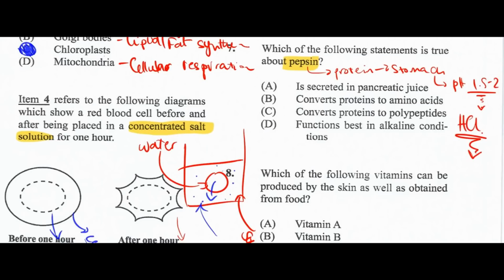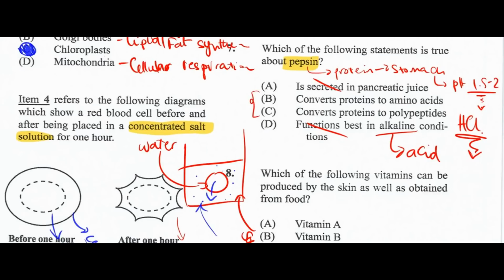So pepsin is secreted in pancreatic juice, converts proteins to amino acids, converts proteins to polypeptides, or functions best in alkaline conditions. So it's safe to rule out the one that works best in alkaline conditions. No, it works best in acidic conditions, and it is definitely not secreted in pancreatic juice. It's secreted from the parietal cells of the stomach, and so we're left with a 50% chance again.